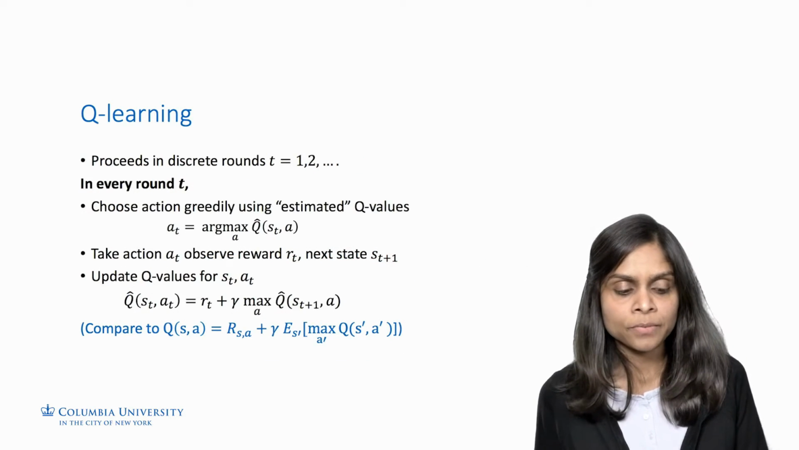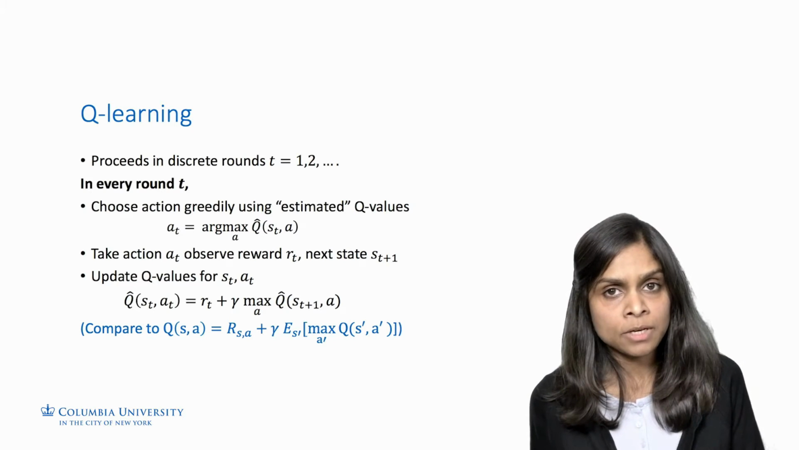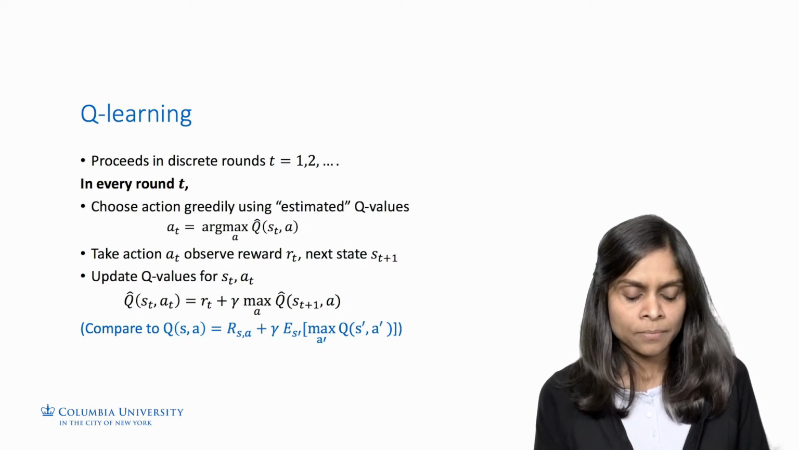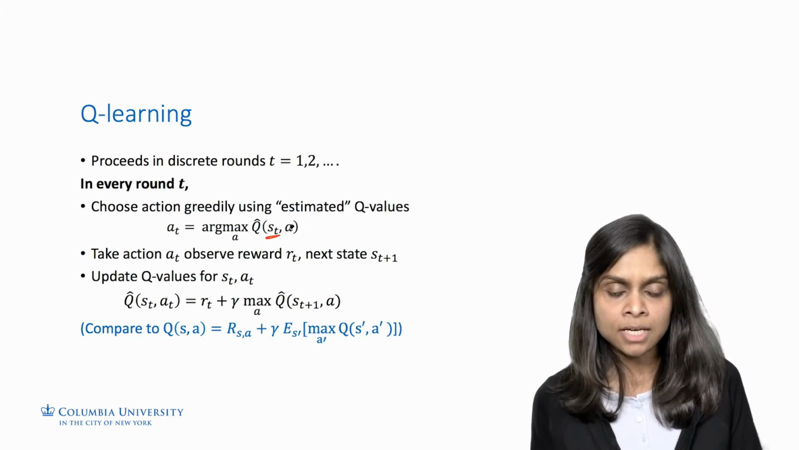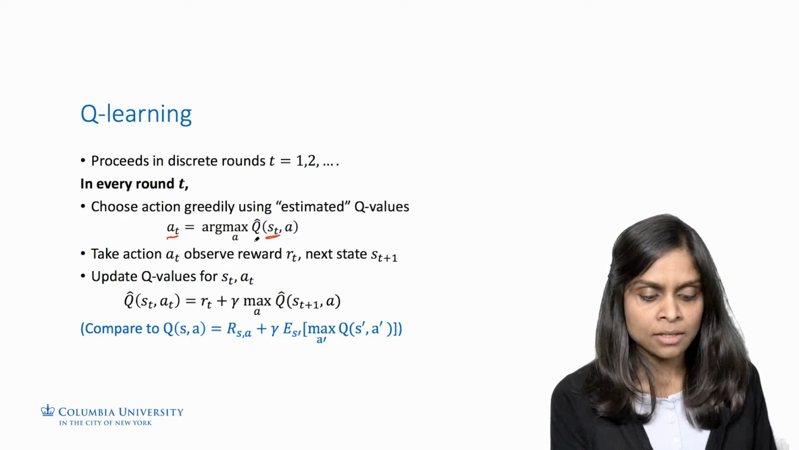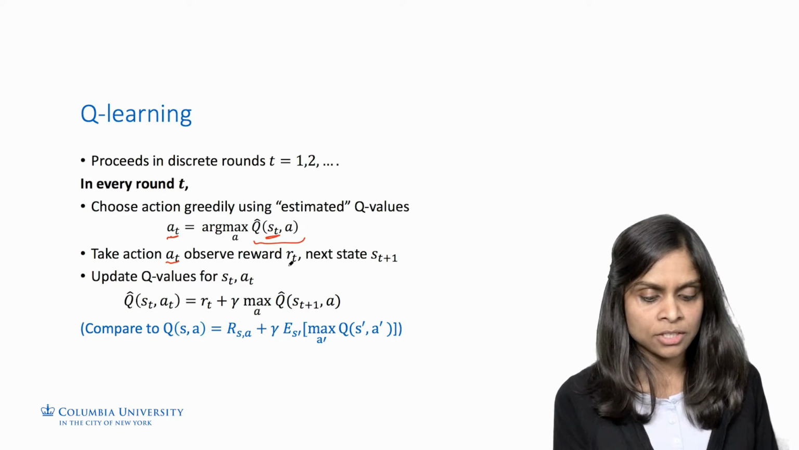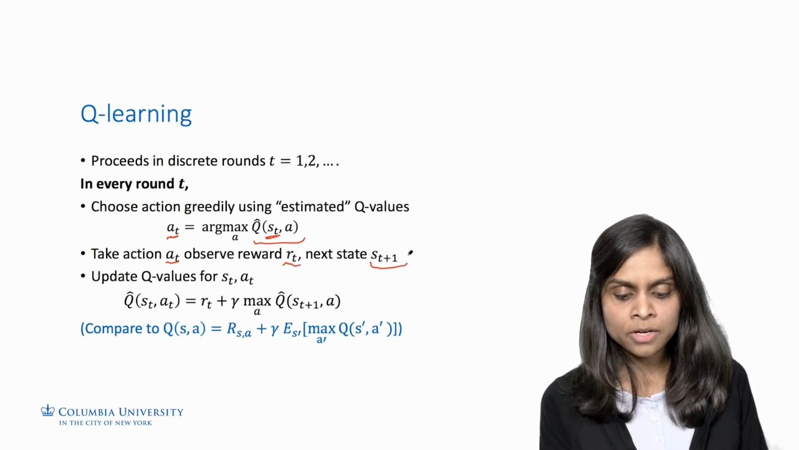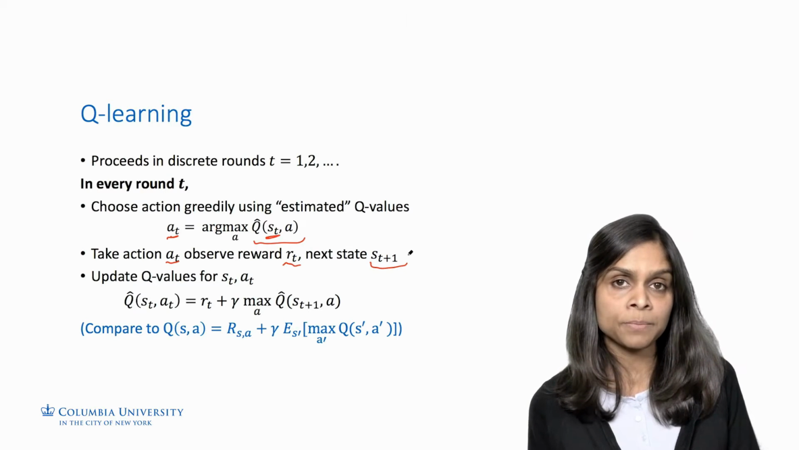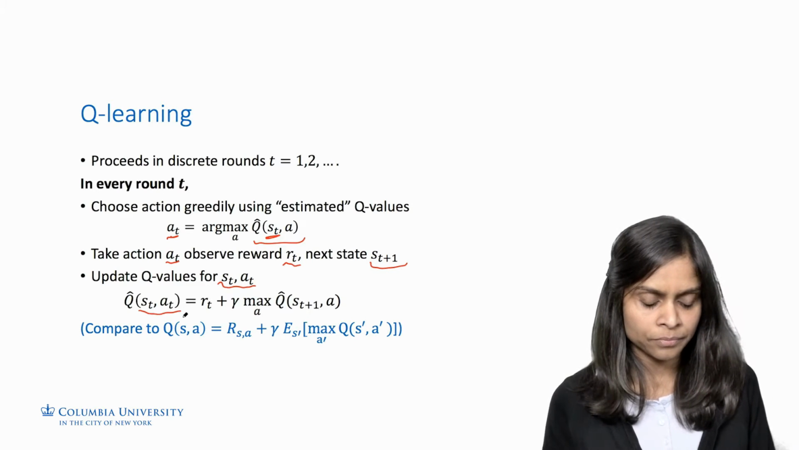Here is how it works. The Q-learning method proceeds in discrete rounds and maintains an estimate of Q values for every state and action. Then in every round T, after observing the current state ST, it chooses an action AT greedily by maximizing the current estimate of the Q value. Then it takes that action, observes the reward, and observes the transition to the next state. Using these observations, it updates the Q estimates, but only for the current state and current action.